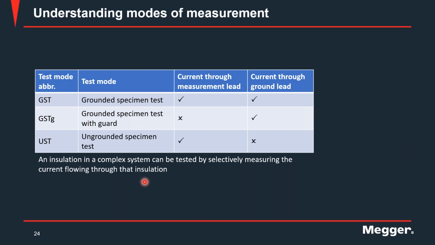So why do we use these three measurement modes? These three measurement modes enable us to measure currents selectively when we connect to an object. By doing that, we are able to measure the individual capacitances which make up a complex insulation system, because when we measure a current, we can calculate the capacitance of the insulation through which that current is flowing, right?